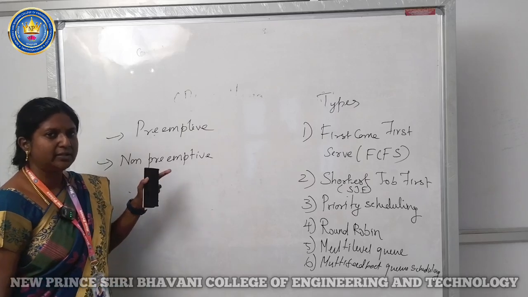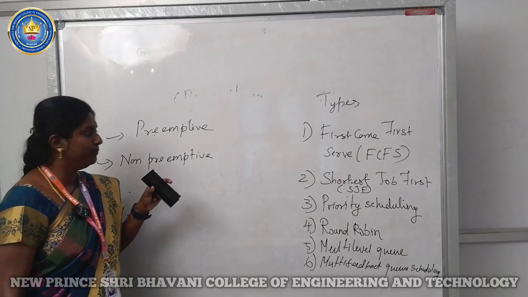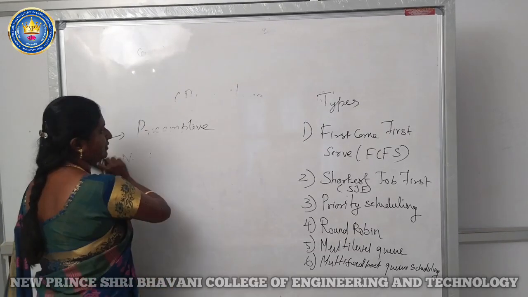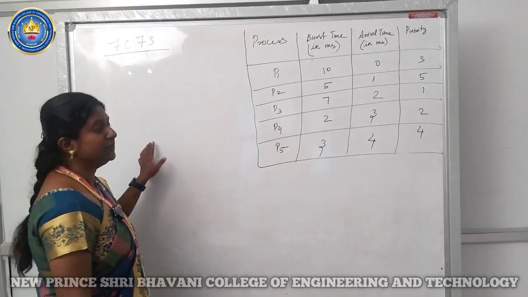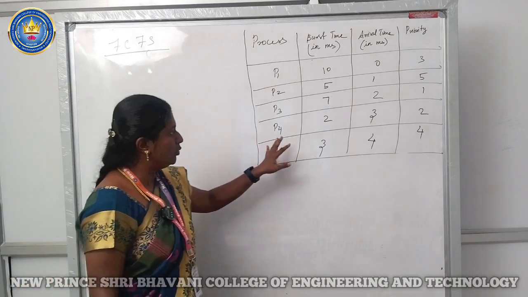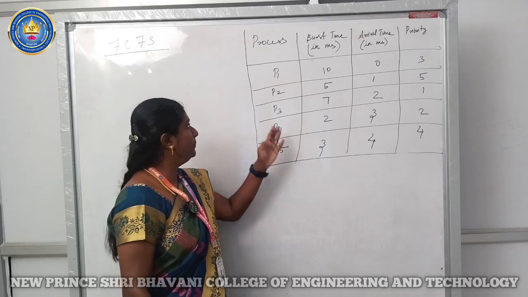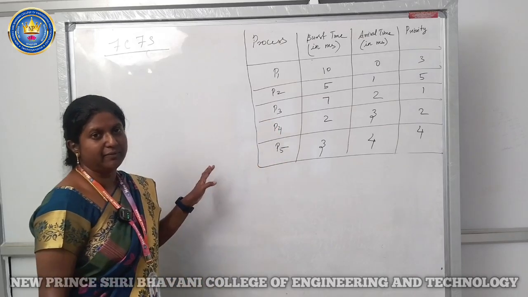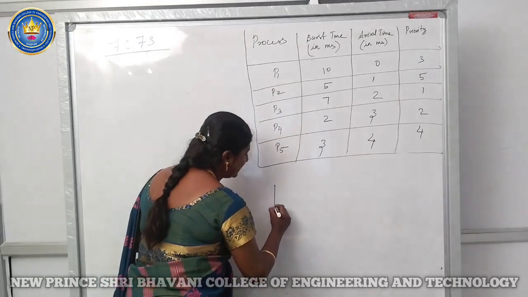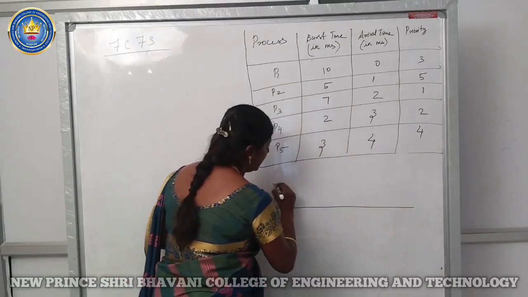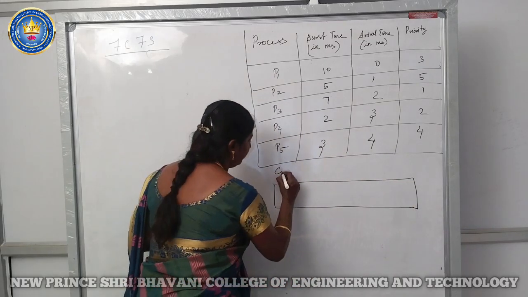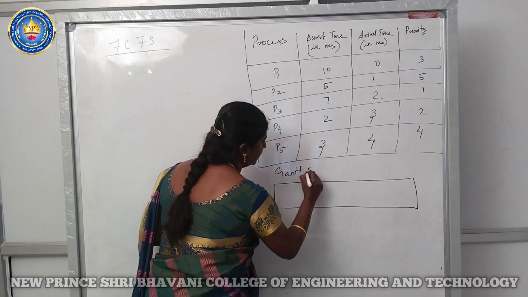So now we are going to see the first come first serve scheduling process. We have to see how to schedule this problem using first come first serve. First we are going to draw the Gantt chart. The Gantt chart is the chart to represent how the processes will be scheduled.